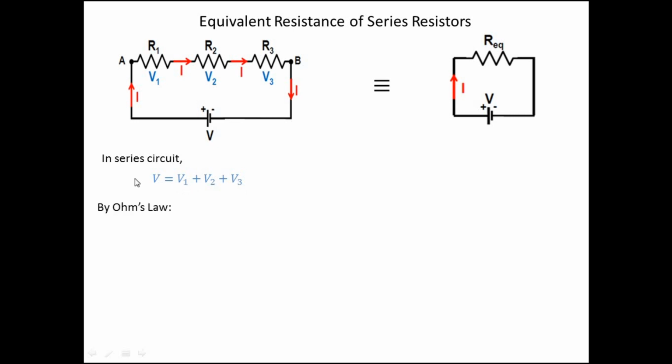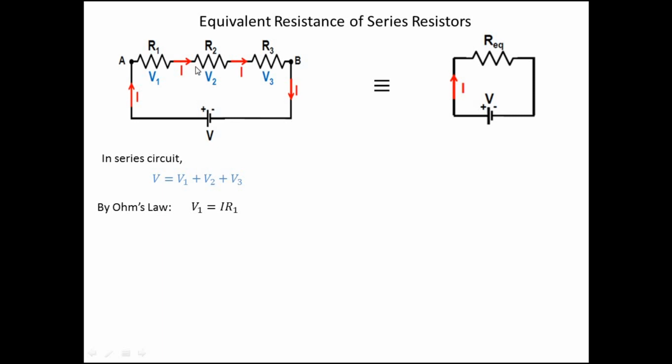And by Ohm's law, we can find the voltage and current relation across a single resistor. For R1, the current flowing through R1 is I, and the voltage across R1 is V1. So for R1 we can apply V equal to IR as V1 equal to I into R1.